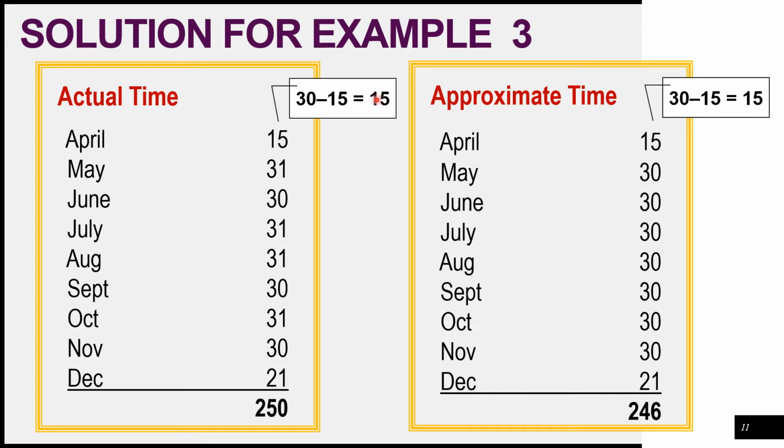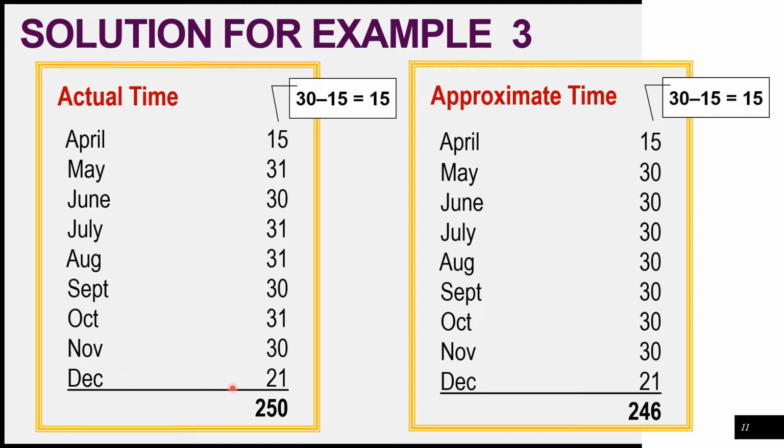From April 15, 2008 down to December 21, 2008, we list all the months beginning with April and ending on December. Since April has 30 days, we have 30 minus 15 since we have April 15. So 30 minus 15 is 15. Therefore, the actual time for the month of April is 15 days. May has 31 days, June has 30, July and August both have 31 days, September has 30 days, October has 31 days, and November has 30 days.